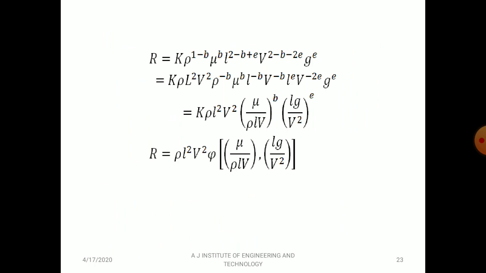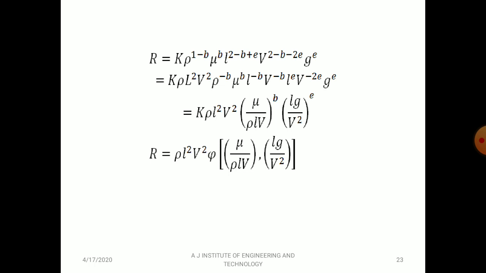Now we can just split off the term. So K into rho into L square V square, taking rho from rho to the power 1 minus b, and L from L to the power 2 minus b plus e, and V square from V to the power 2 minus b minus 2e. So remaining terms in rho to the power 1 minus b is rho to the power minus b. Mu to the power b, keep as it is. L to the power minus b into V to the power minus b, writing remaining terms into L to the power e into V to the power minus 2e into g to the power e.